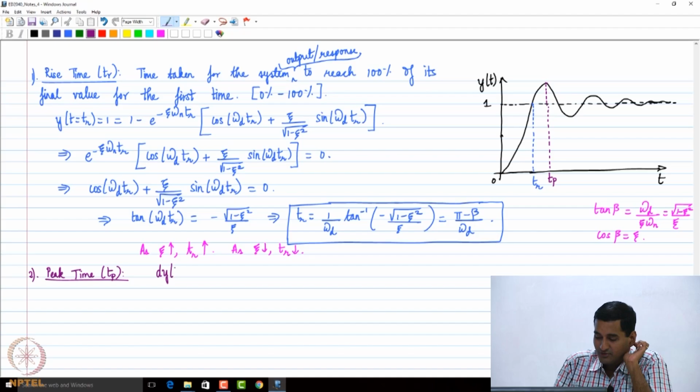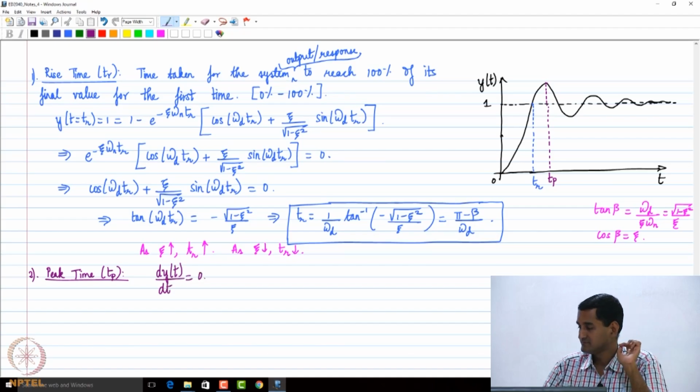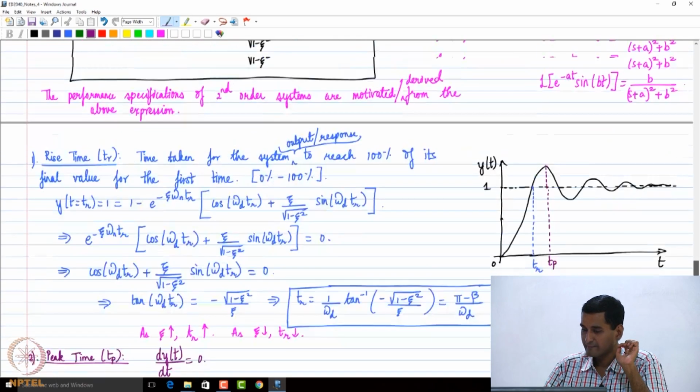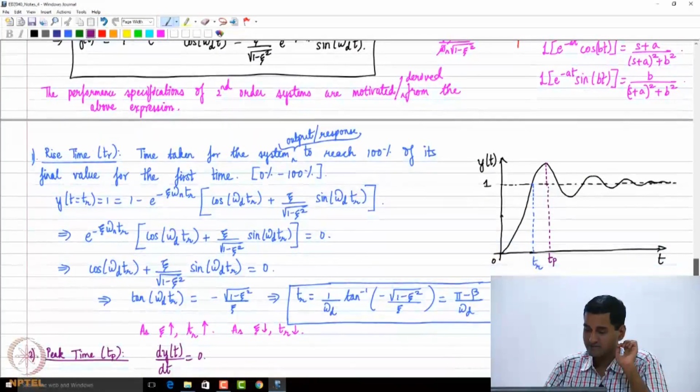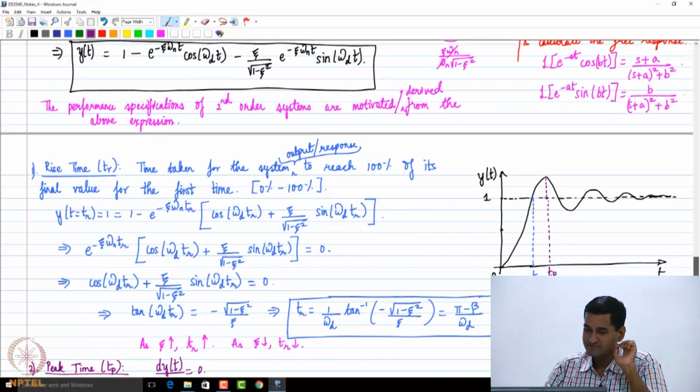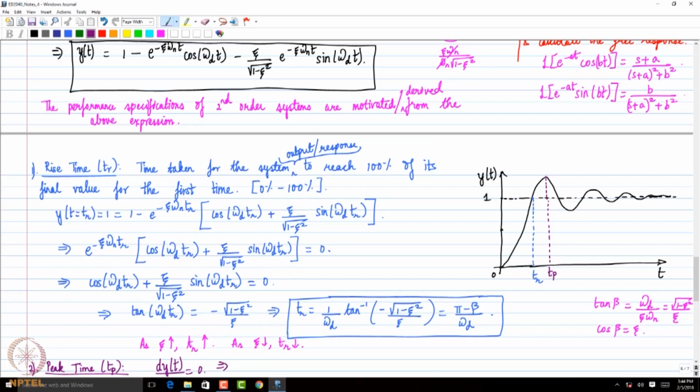So why don't you do dy/dt equals 0? I have to keep track of this. I think it would have been better if I am seeing this. So I am going to write here. You please independently do it.